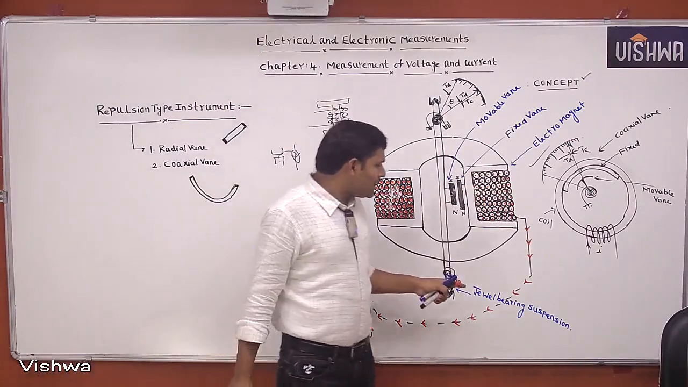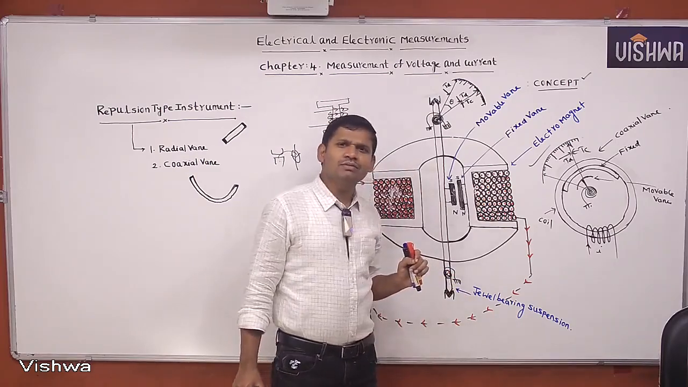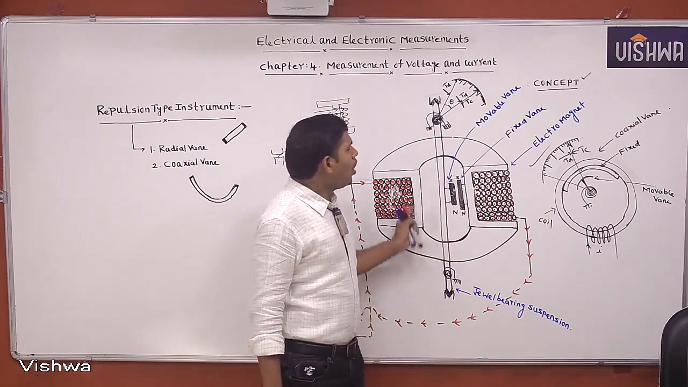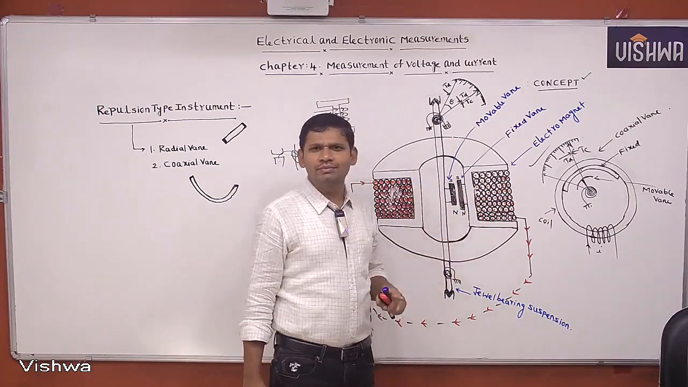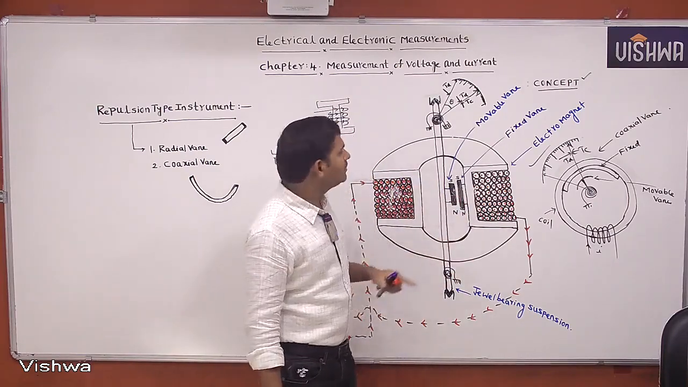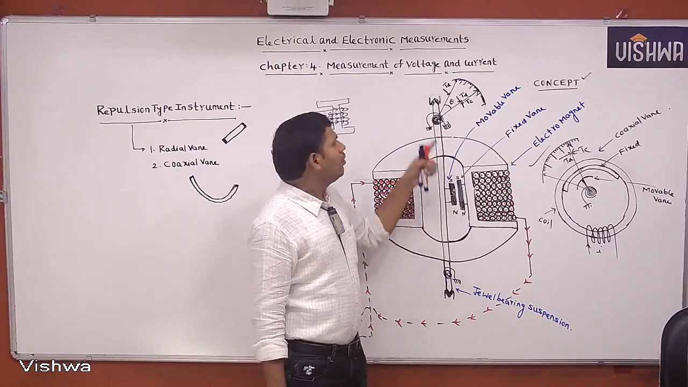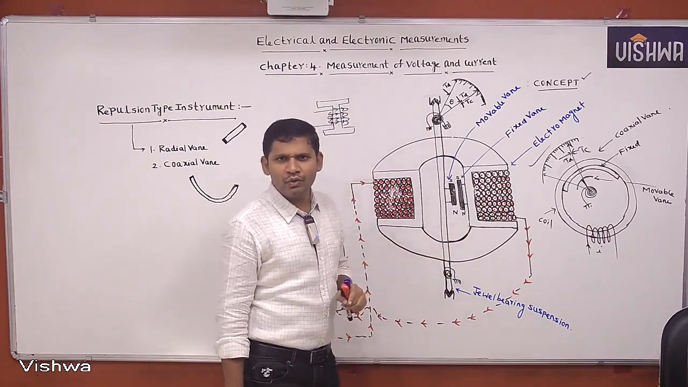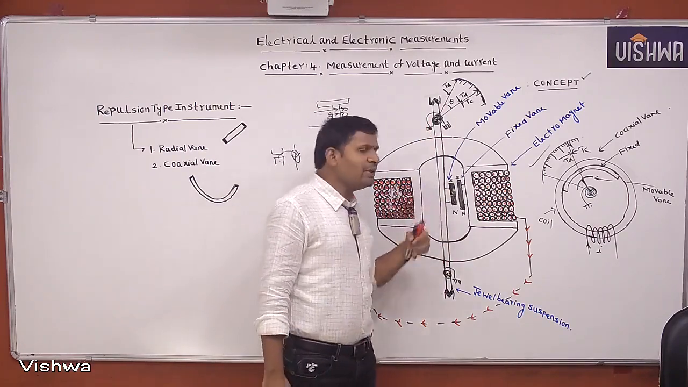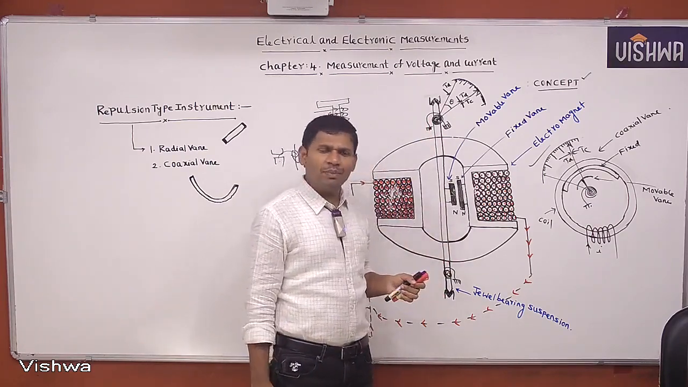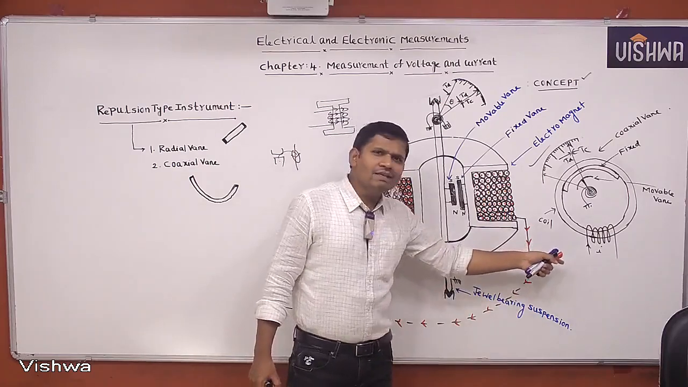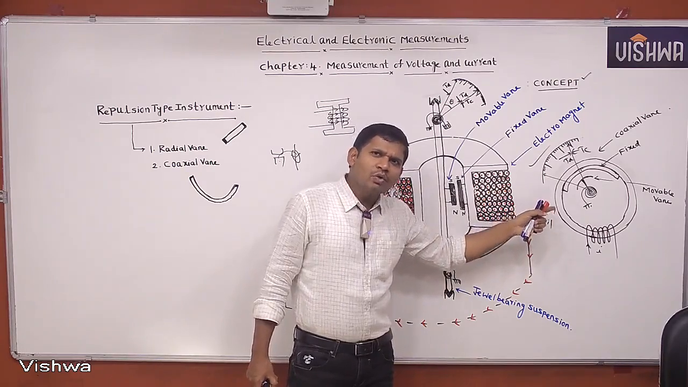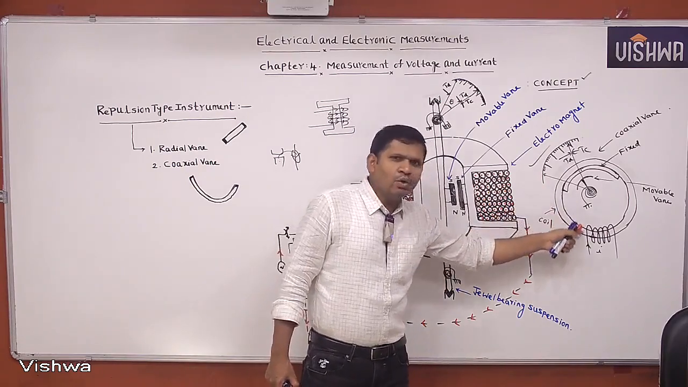What is the purpose of using jewel bearing suspension? To reduce the frictional errors. How is the deflecting torque produced? Based on the magnetic effect, the electromagnetic effect. What type of controlling torque can we use? Spring controlling torque. What type of damping can you use? Air friction damping, because the coil is not an iron core coil, not a steel core coil, it is an air core coil.